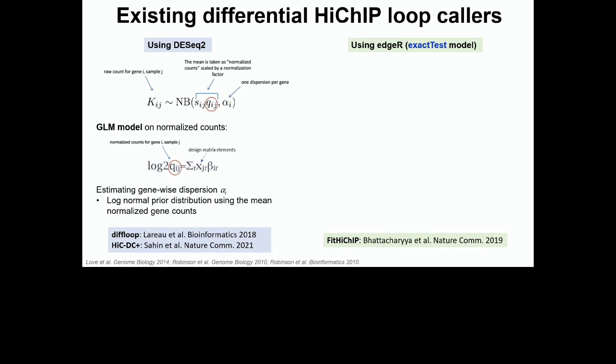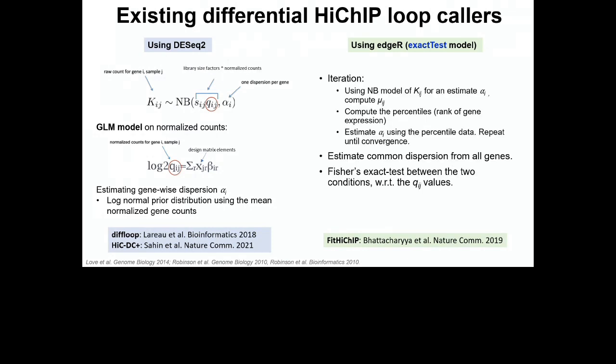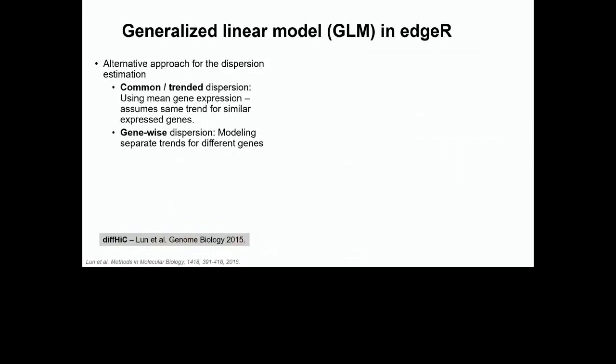In DESeq2, we use the library size factors and multiply them by the normalized counts. And these normalized counts are modeled by a GLM. Then a gene dispersion is estimated. For the exact test in edgeR, it's very similar to DESeq2, but here the gene dispersion is estimated in an iterative approach by computing the percentiles and then ranking the genes by expression. edgeR also implements generalized linear models, which have an alternative approach for dispersion estimation that assumes the same trend for genes with similar expression.